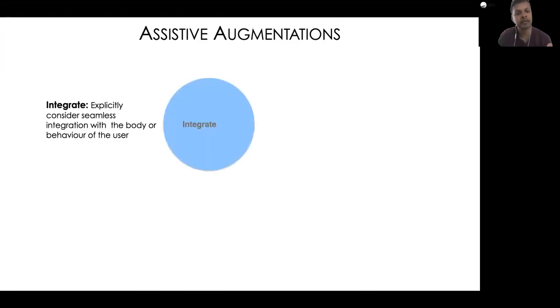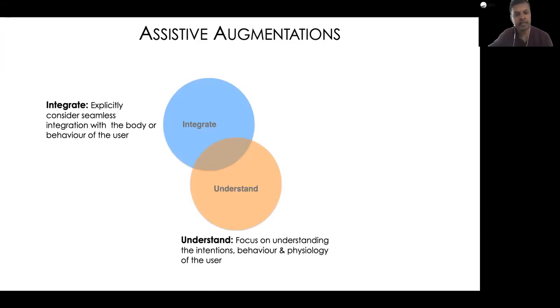Basically, when we think about assistive augmentation, we think about three key dimensions. The first one is integration. That could be integrating with the body or integrating with the behavior. So the whole point is to make it seamless. The other dimension is understanding. Rather than making everything explicit interaction for the user, we think there should be a balance between implicit interactions and explicit interactions, but it should be by understanding the user's intentions, behaviors, and psychology.